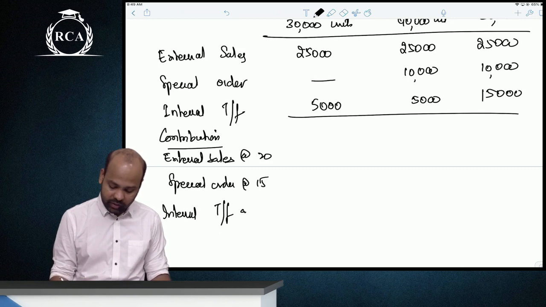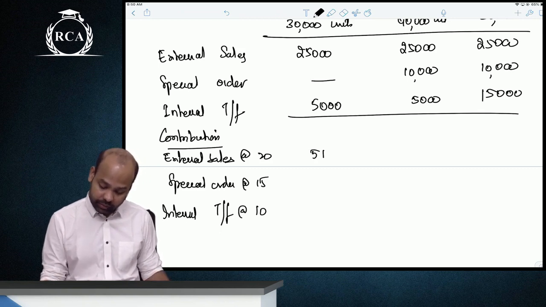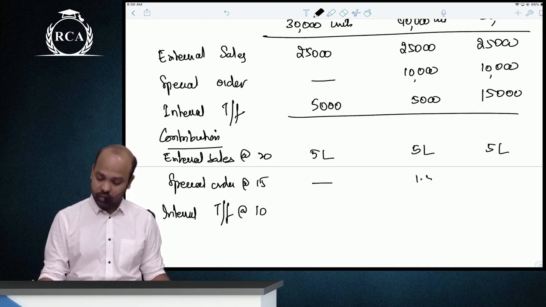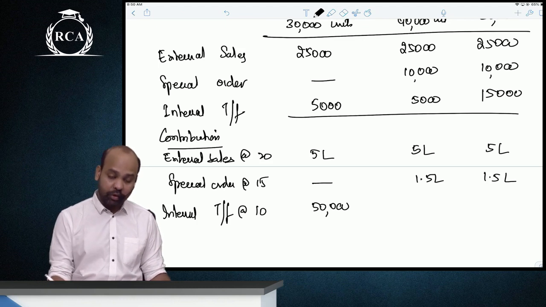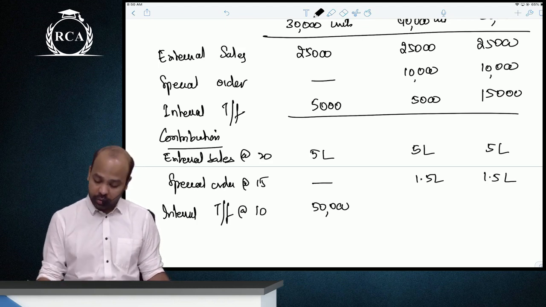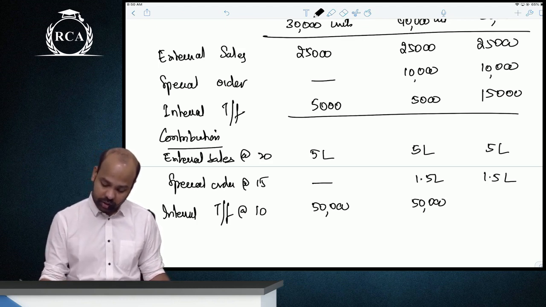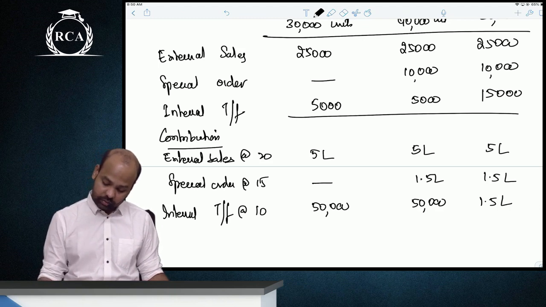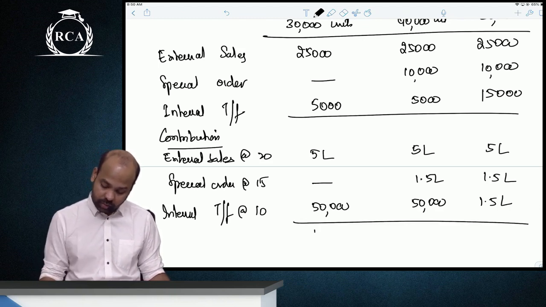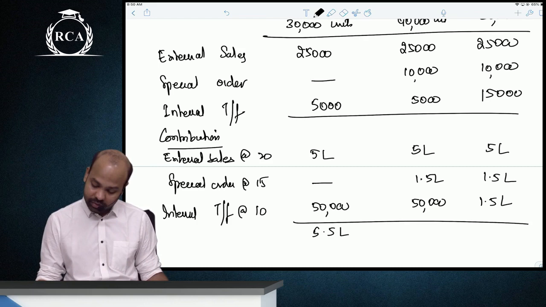It's a very nice question, that's why I've included it. 5 lakhs, 1,50,000. I'm just multiplying the above units with the contribution per unit. Understood, sir? Your total contribution is going to be 5.5 lakhs, 5.7 lakhs, and here 8 lakhs.